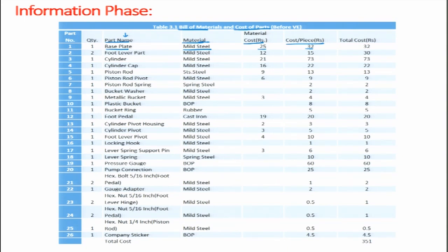So what does this mean? This means 32 minus 25, which is equal to rupees 7. This rupees 7 is my processing cost.